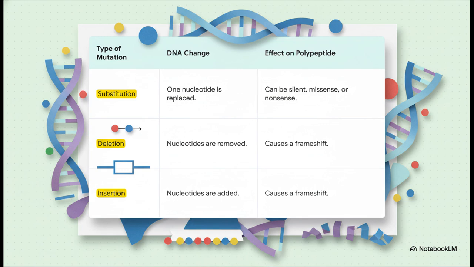A substitution, where one letter is swapped for another, might not do anything. But deletions and insertions, whoa, they're usually a much bigger deal. They cause what's called a frame shift. Imagine you shifted every letter in a sentence one space over. The whole thing would become gibberish. That's what happens to the protein.